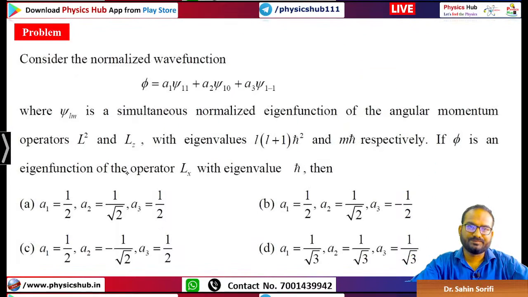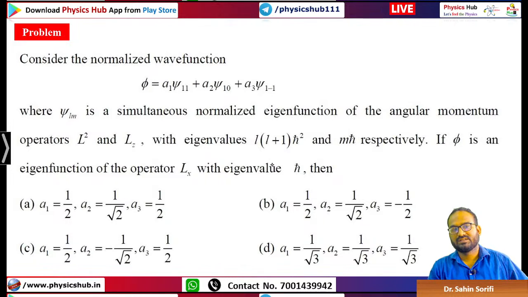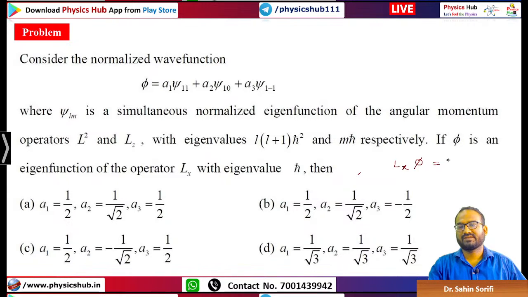Chalo, let's do this problem. Consider the normalized wave function phi equals this, a linear combination of wave functions. Psi l m is a simultaneous normalized eigenfunction of the angular momentum operators L square and Lz with eigenvalues l into l plus 1 ħ square and m ħ respectively. If phi is an eigenfunction of the operator Lx with eigenvalue ħ, then which of these is correct? What does it mean? Lx phi equals ħ phi. This is given to you.